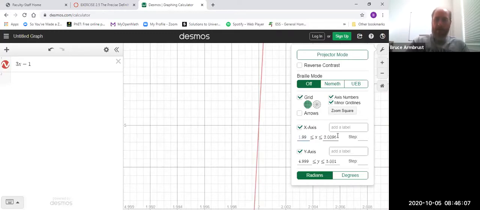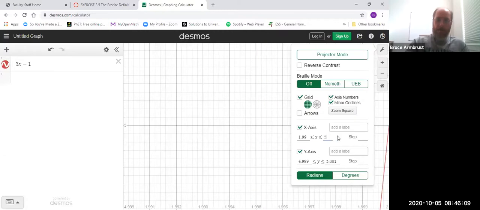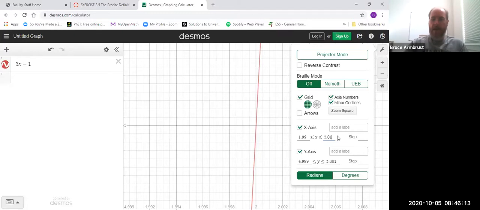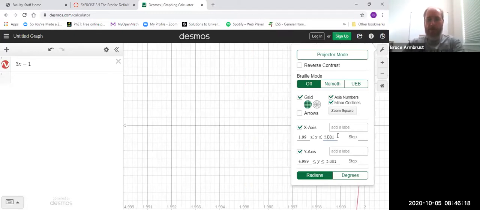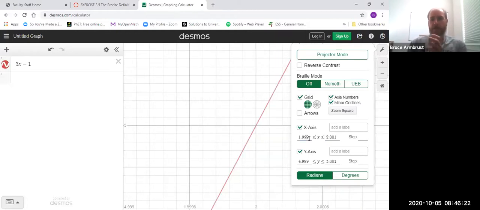And we'll go to 2.01. Right, so that's not quite good enough. So let's add in some more zeros. So go to 2.001, and this one will go 1.999. Now you notice that this is definitely flatter, and more of this graph is being shown in this strip.